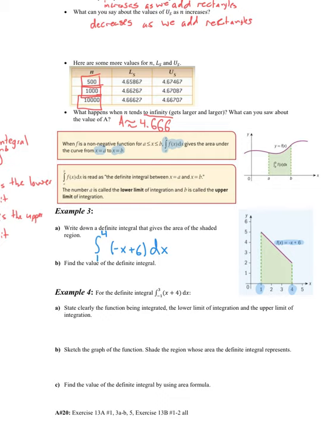So for this one, it says find the value of the definite integral. What we want to do with this now is look at it as a trapezoid, just like we did on the warm-up. We've got a base of 5 there, a base of 2 there, and a height of 3.